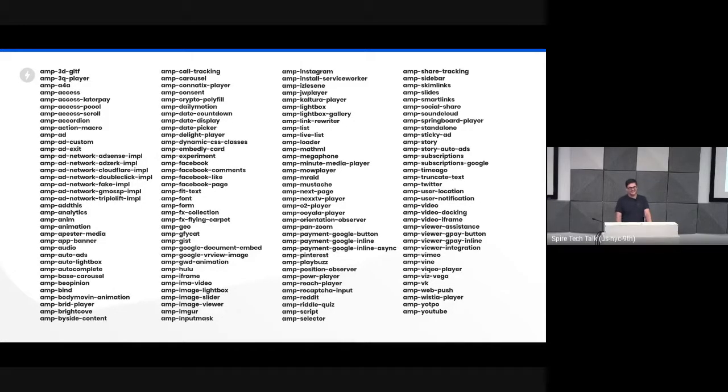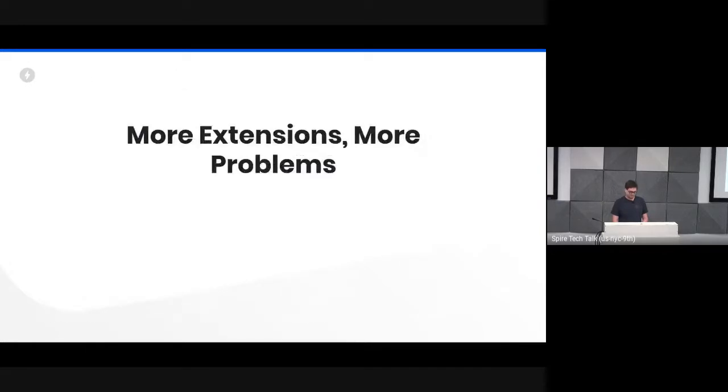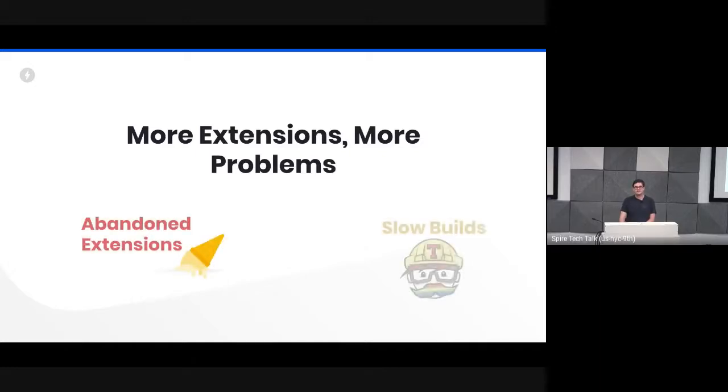So yeah, inclusion is the key to AMP success, but there's definitely some problems that come along with the growth of this list. What kind of problems are we talking about? Things like abandoned extensions or slower builds on our friend Travis here. So there's a few problems that exist related to these things.